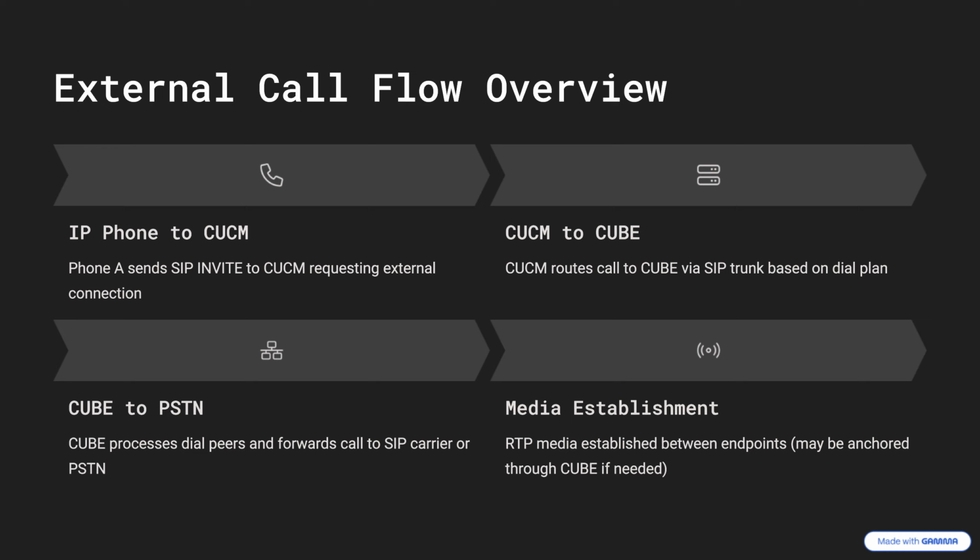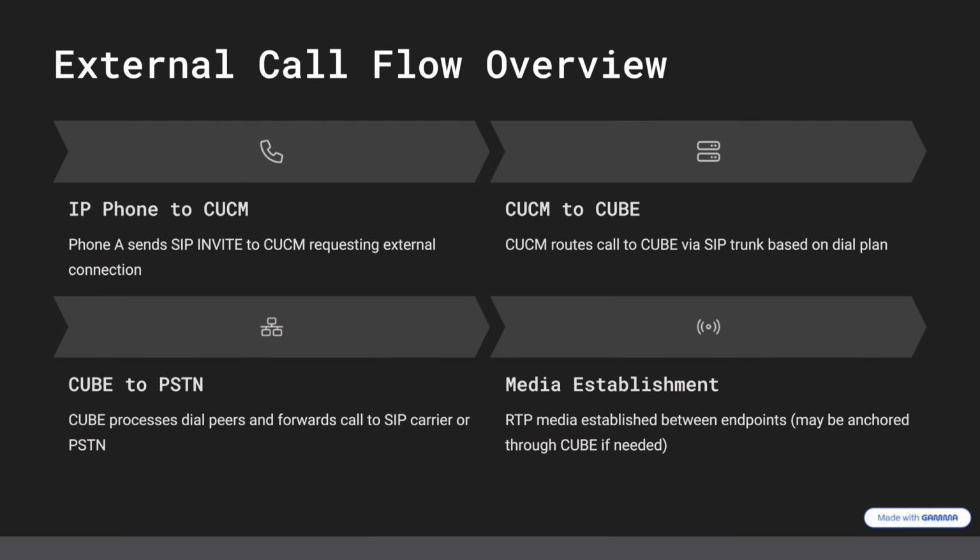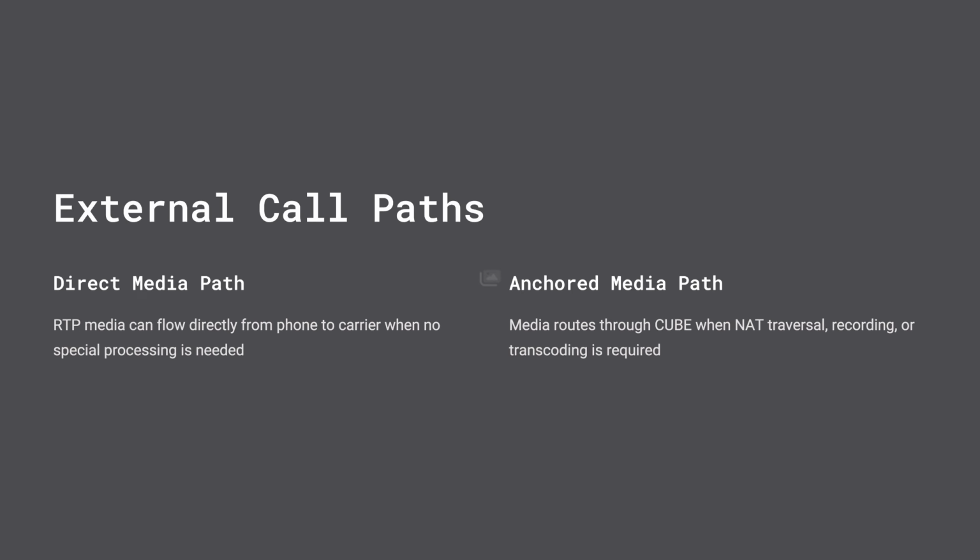Finally, the RTP media is established, and it may flow directly to the carrier, or it may go through the CUBE if extra services like NAT traversal or media recording are required. You'll see here two possible RTP paths. Direct media path, where the RTP stream goes straight from the phone to the carrier, and anchor media path, where the RTP is routed through the CUBE, typically when services like transcoding or security are needed.